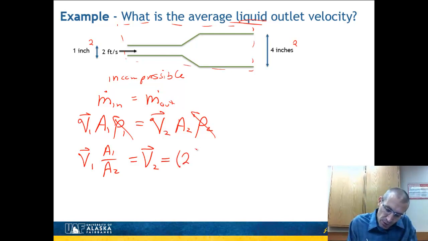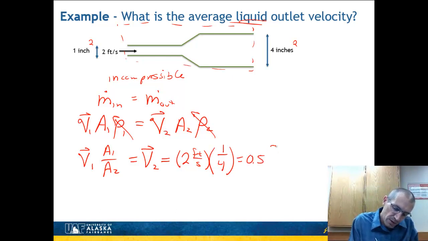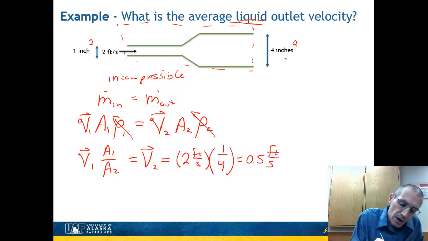V1 is 2 feet per second. And then the ratio of my areas is 1 over 4, for square inches. And so that comes out to be 0.5 feet per second. And so that's the average outlet velocity out here.